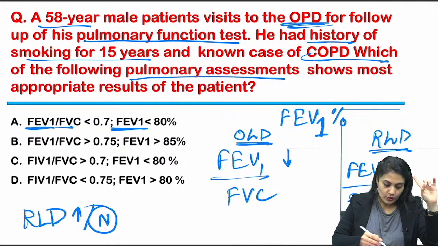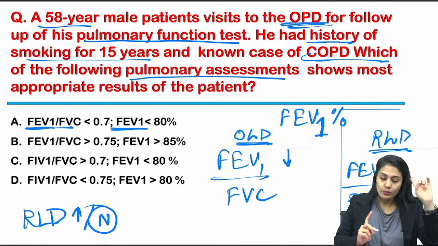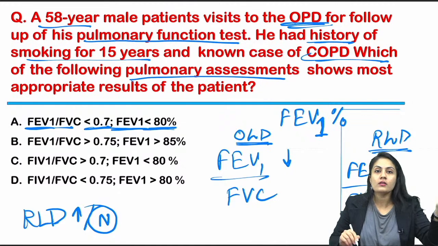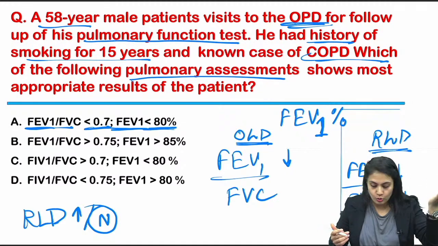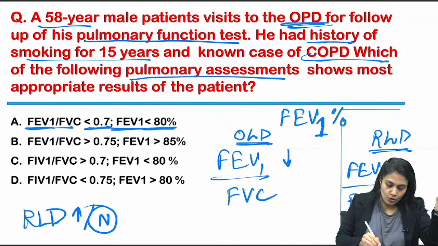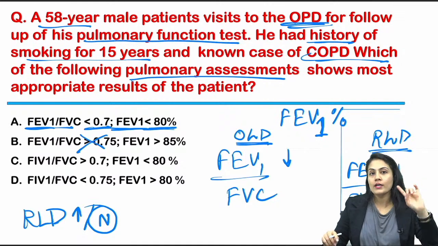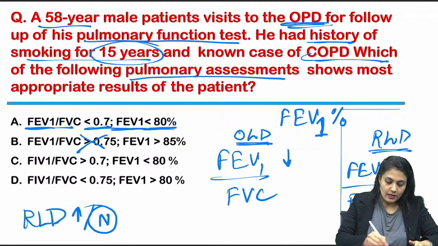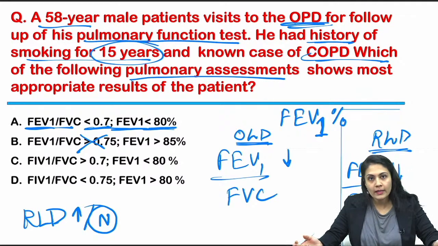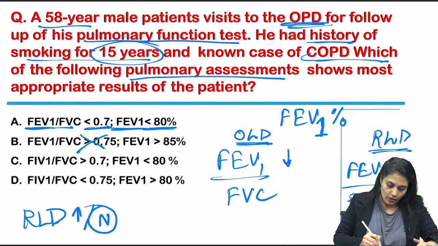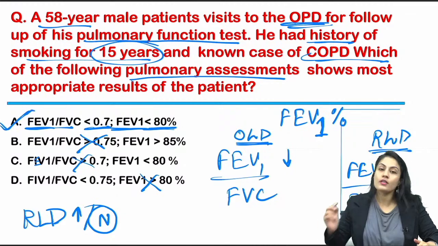So what is going to happen over here? Both are going to reduce. Less than 0.7, that's true. Less than 0.8 or 80%, that is also true. Over here it is not going to be more than 0.7, which is normal. It is not going to occur. With a 15-year smoking history, how can it be normal, right? So it cannot be normal. It should be reduced FEV1. So the answer over here is option A.